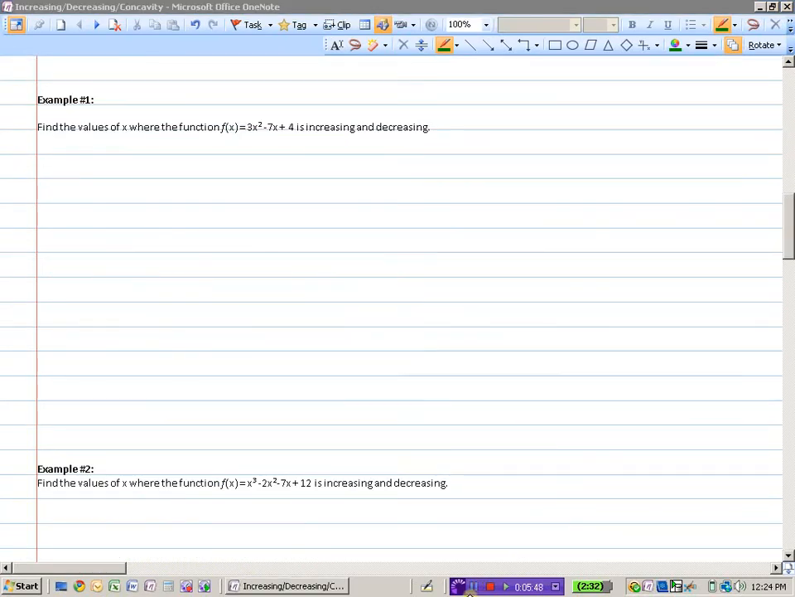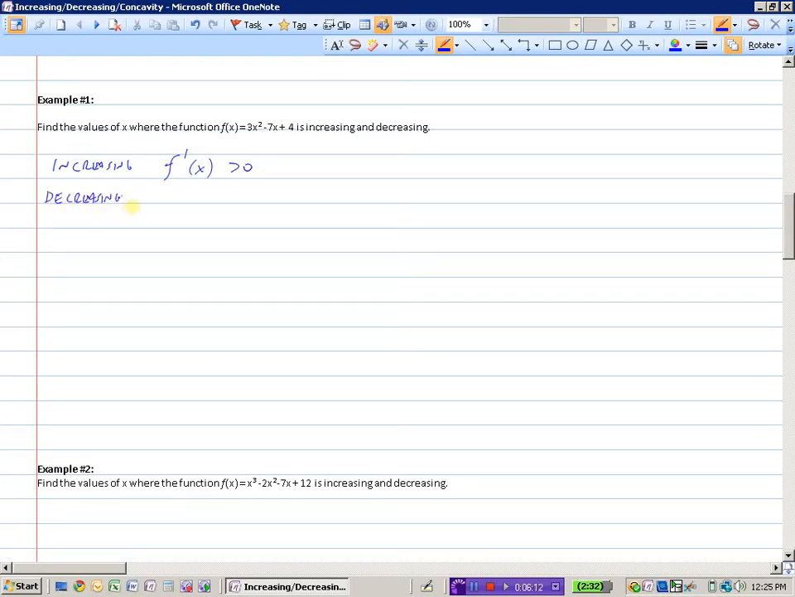Well, let's consider this example. Find the values of x where the function f of x equals 3x squared minus 7x plus 4 is increasing and where it's decreasing. Well, we know a function will be increasing where the f prime of x is greater than 0. And we know it'll be decreasing if f prime of x is less than 0. So we simply need to take the derivative here and determine what f prime of x is. So we would get 6x minus 7, taking the derivative of that function.